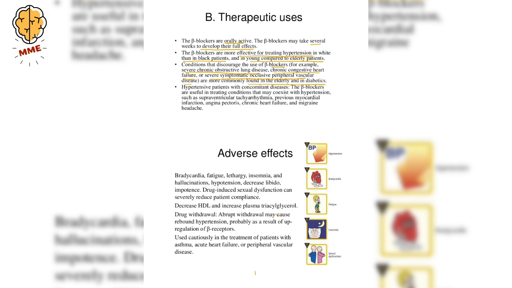In hypertensive patients with concomitant diseases, the beta blockers are useful in treating conditions that may coexist with hypertension, such as supraventricular tachyarrhythmia, previous myocardial infarction, angina pectoris, chronic heart failure, and migraine headache. Adverse effects of beta blockers include hypotension, bradycardia, because they are acting on beta 1 receptors of heart, fatigue, insomnia, and sexual dysfunction.